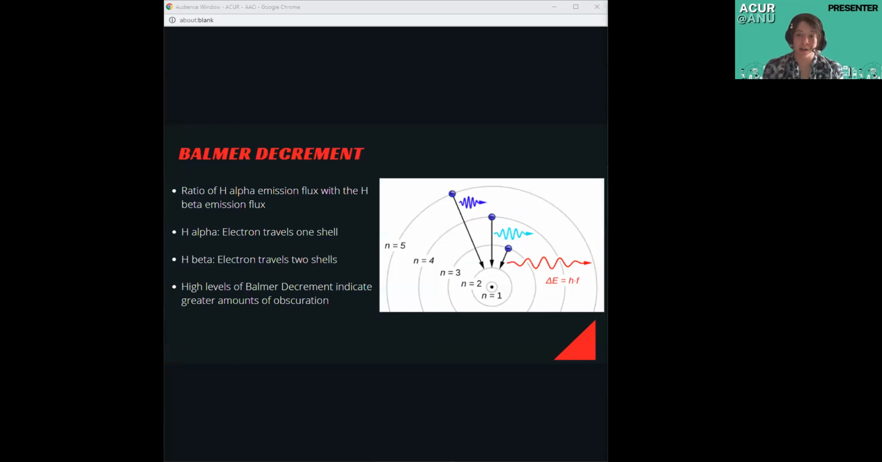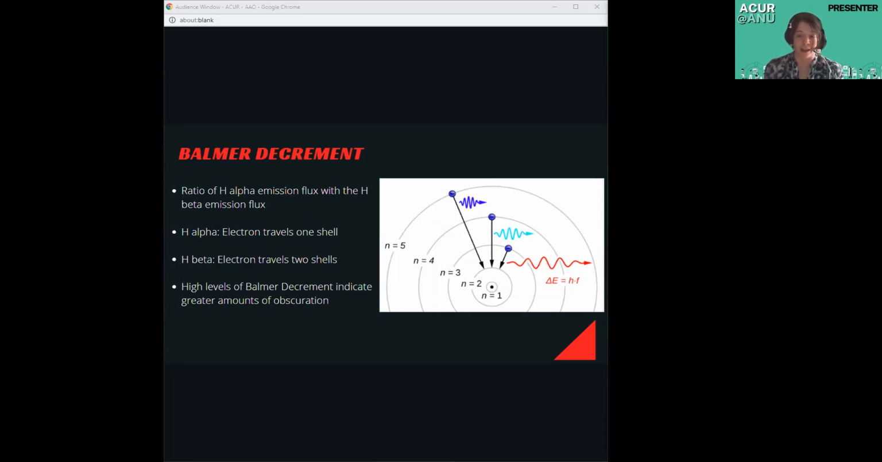So this discussion around sublimation rates and dust requires understanding of the key concept called Balmer decrements. The Balmer decrement is a ratio of the H-alpha emission line flux to the H-beta emission line flux. The H-alpha emission is the energy that is created when an electron falls from its high energy third shell to its low energy second shell.